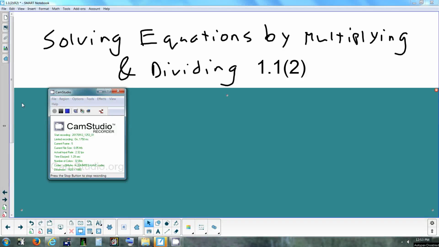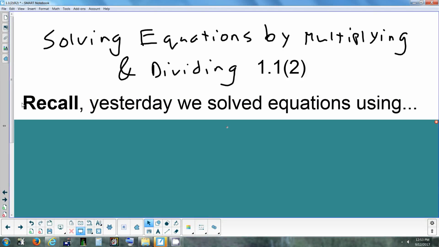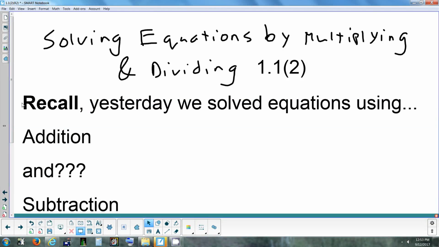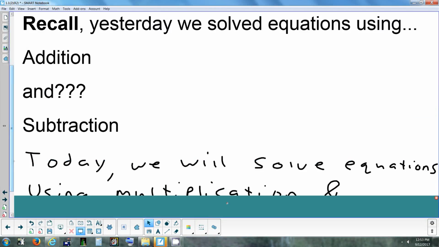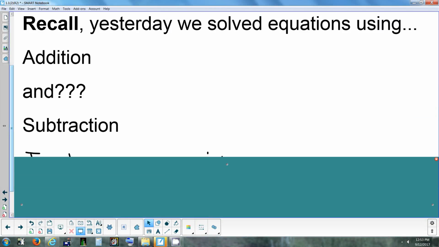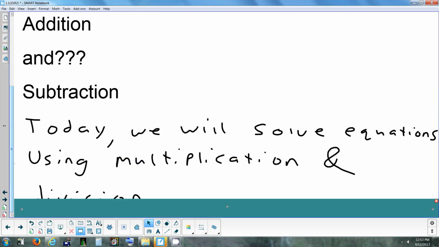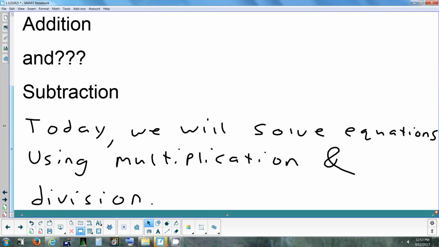So yesterday we practiced solving equations using, anybody tell me what two operations we used? What two math operations? Yep. Adding or subtracting. So, what two operations do you think we're going to use today? Yeah, Xander? Multiplication and division. Okay? So, very, very similar to yesterday.